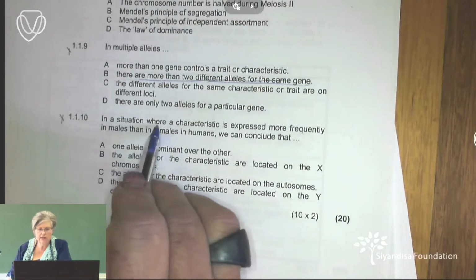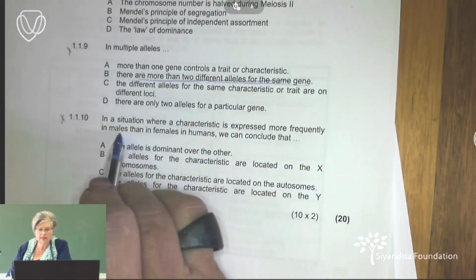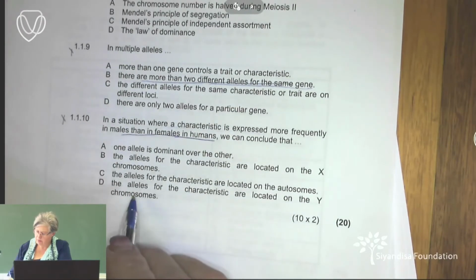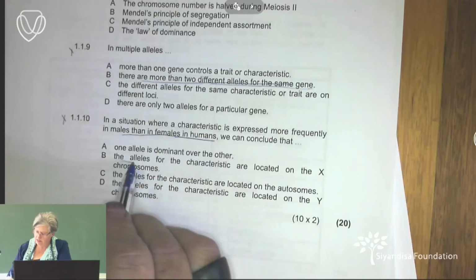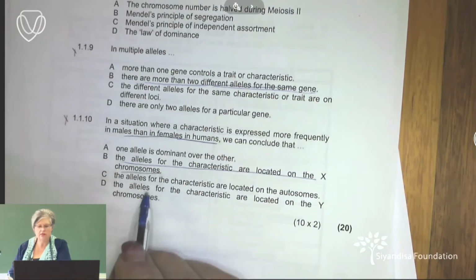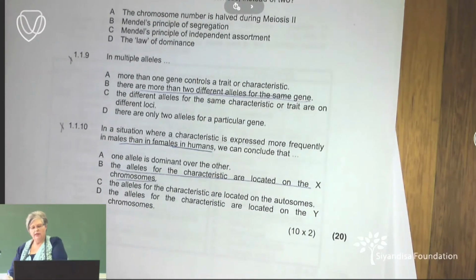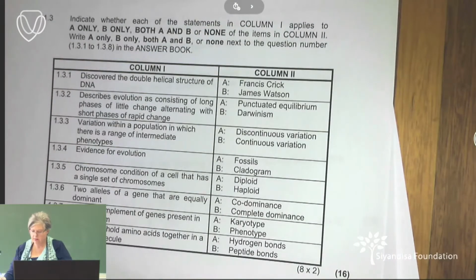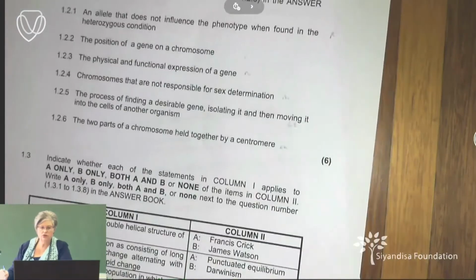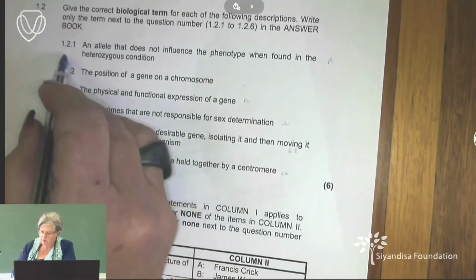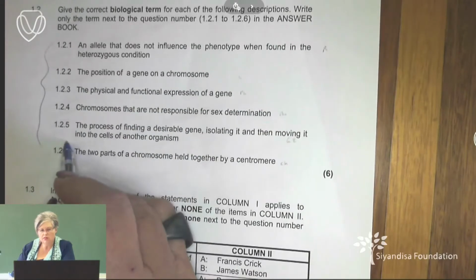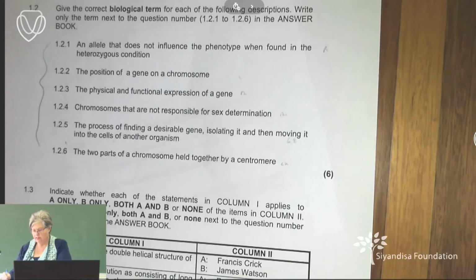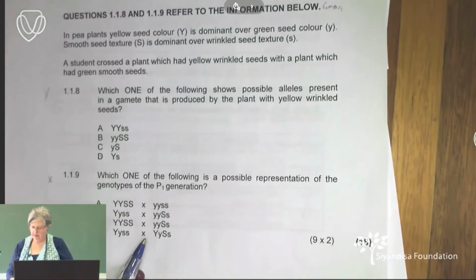In a situation where a characteristic is expressed more frequently in males than in females, we can know it is sex-linked. So the alleles for the characteristic are located on the X chromosome, because the male only has one. I just want to show you that usually, section A, because it carries so many marks, will be on genetics. So just make sure that you know your genetic terminology very nicely.